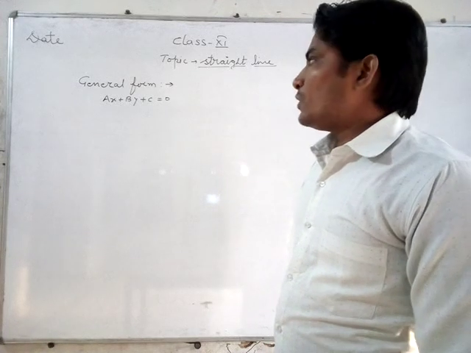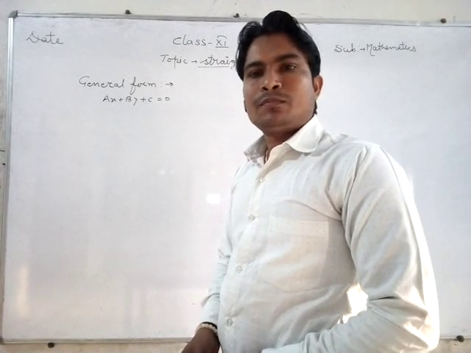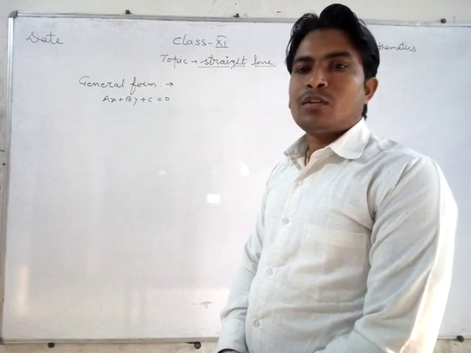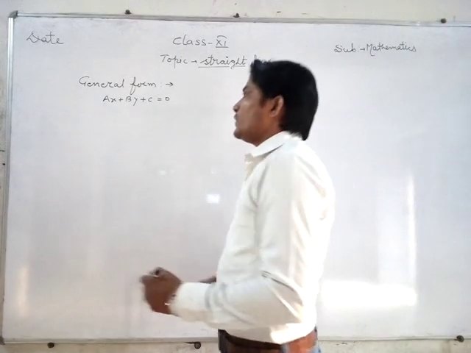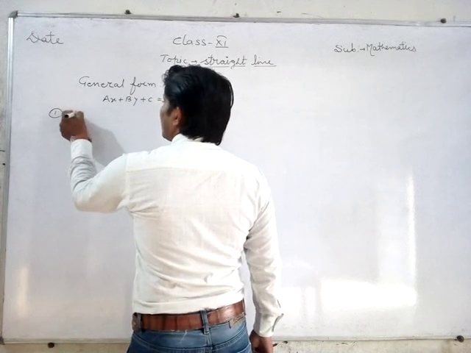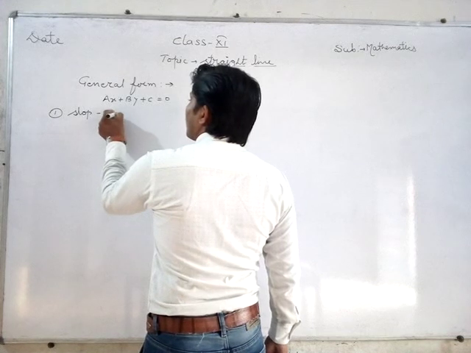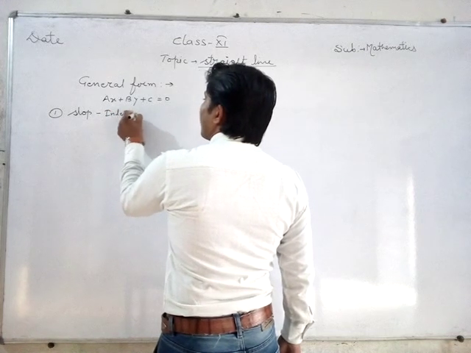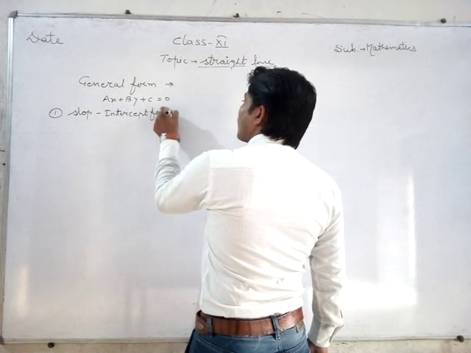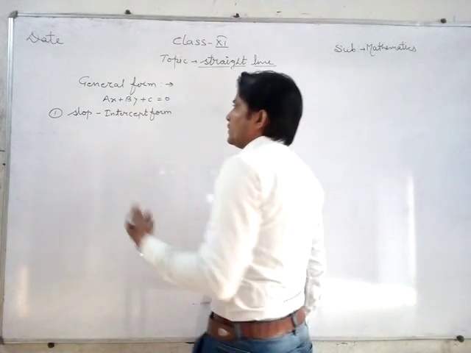First of all, this general form we convert into slope intercept form. Second, intercept form, and third, normal form. So first, we convert this form into slope intercept form. And what is the slope intercept form?